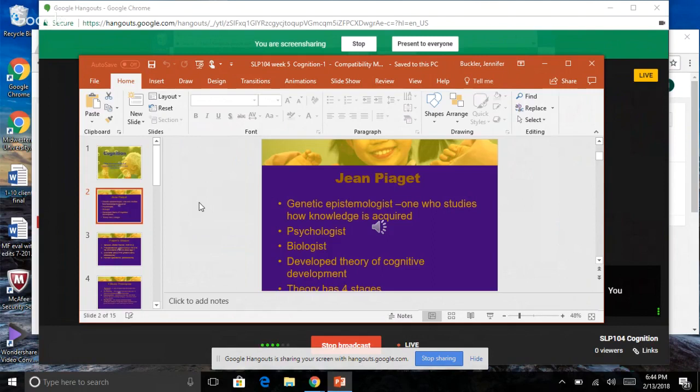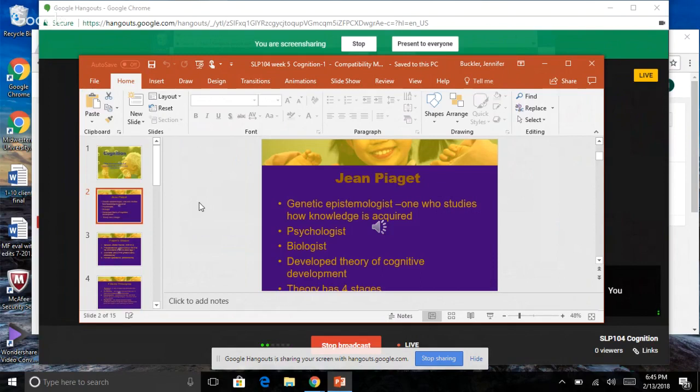So as you move into the chapter, you're going to encounter two people, Vygotsky and Piaget. We're going to focus our attention on Jean Piaget, and for the purposes of this course, I don't want you to spend too much time worrying about the information on Vygotsky. Certainly it is there for you to read, but Jean Piaget is going to lay the groundwork for us.